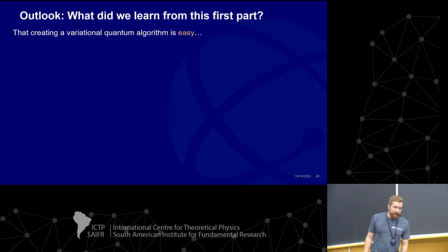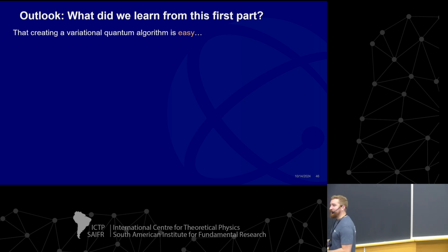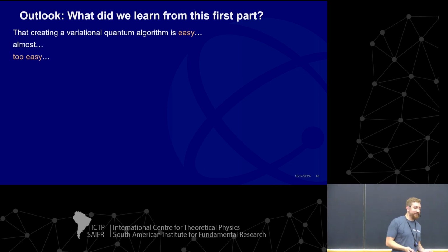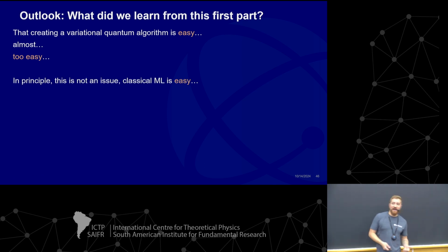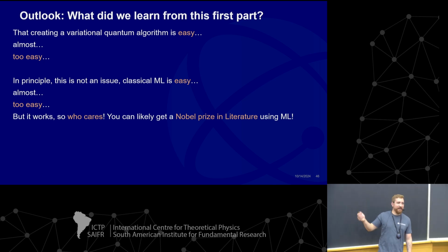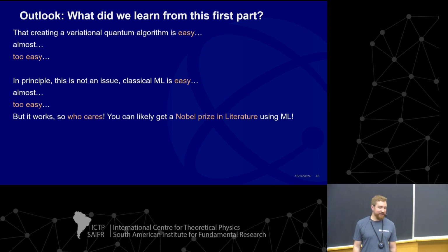What have we done? The first thing that we saw is that creating a variational algorithm is easy. Almost too easy. And I think that this is the problem. But again, you could push back and say that classical machine learning is easy too. And it's almost too easy. But again, the problem is that classical machine learning works. So who cares if it's too easy? Probably you can get a Nobel Prize in literature using machine learning.